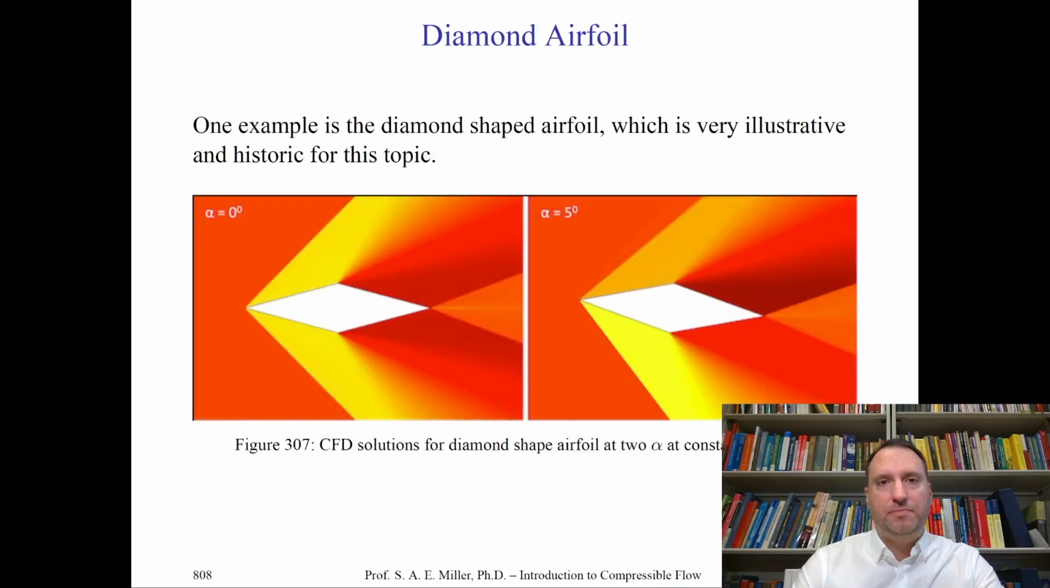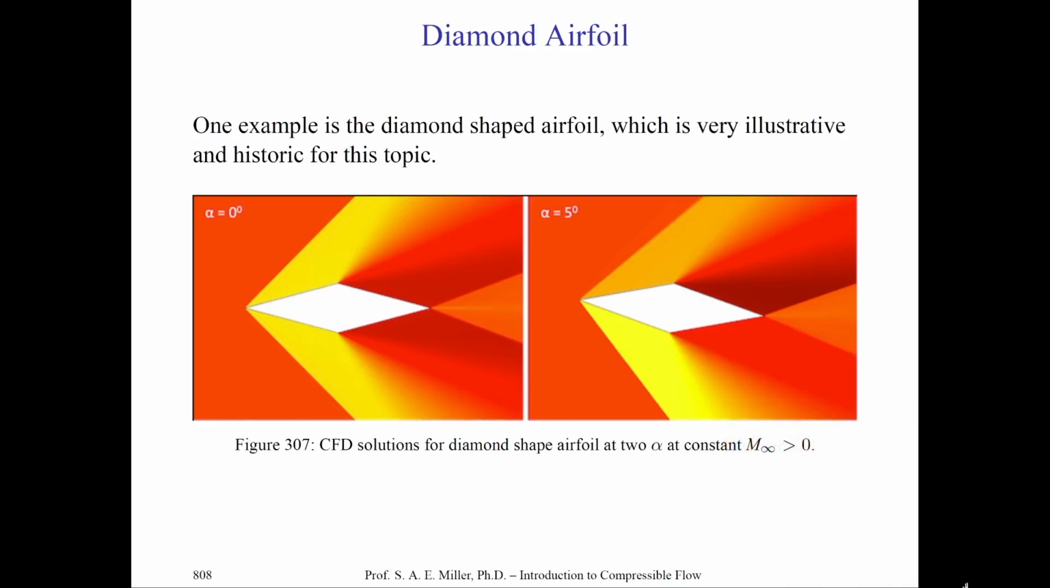Let's get started. First, we'll introduce the diamond airfoil, and we'll do this through one example from computational fluid dynamics, as shown in the particular figure on 307. Here I show CFD solutions for a diamond-shaped airfoil at 2 angles of attack, for a Mach number greater than 0, of course. Here, the flow is supersonic in both cases. The airfoil is actually a diamond shape, so the airfoil, in 2 cases, left and right, is shown as the white diamond. The airflow moves from left to right.